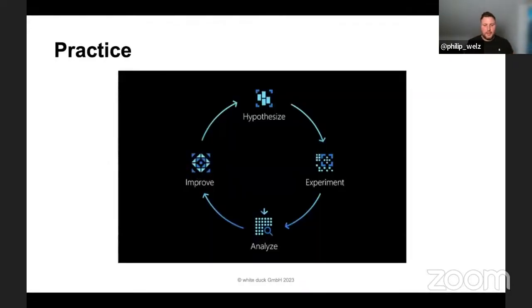And at the end, what's the outcome? The harder it is to disrupt the steady state, the more confidence we have in our system. The weaknesses are uncovered, and we have a target to improve our system at large. So that's the outcome of the practice.